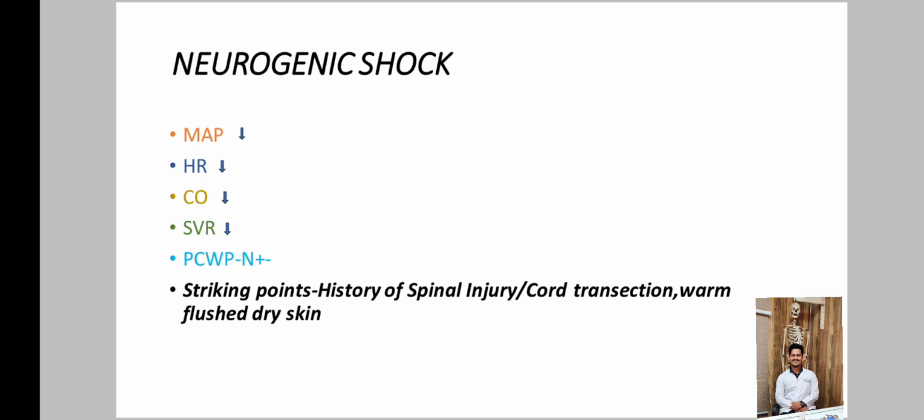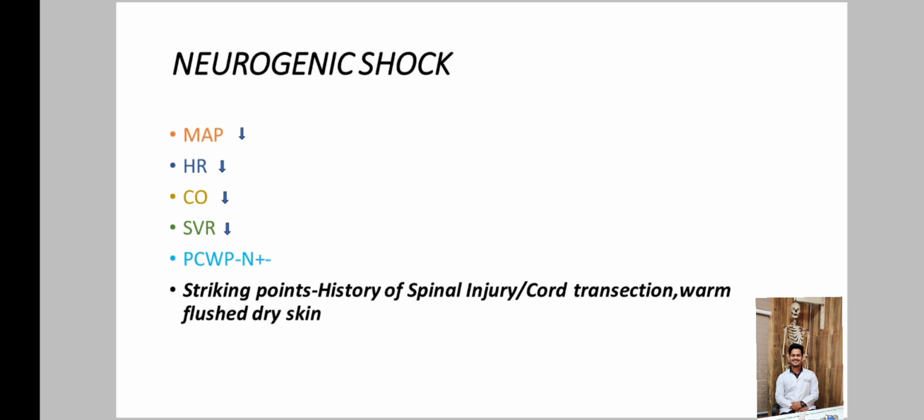Now another important one, neurogenic shock. As we have discussed three types of shock previously, now you'll ask why this is important. This has its own significance. Let's understand this. Like in the previous shocks, there will be a decrease in the mean arterial pressure because it's a shock. But what's the cause in neurogenic shock?